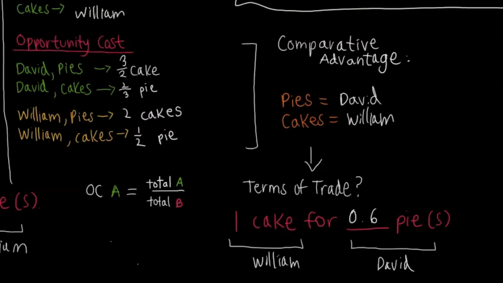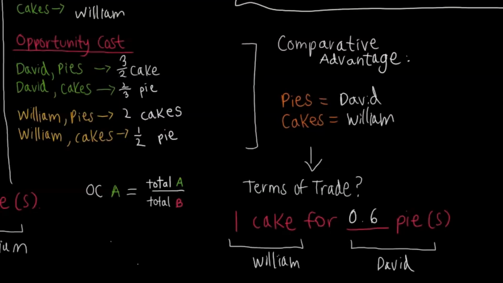So now David has to produce a pie amount that he's going to trade to William that benefits him, but also benefits William. So if you look at David, his opportunity cost for producing 1 cake is 2/3 of a pie. For William, his opportunity cost is 1/2 a pie. So William is going to be happy if he gets anything greater than 1/2 a pie for his 1 cake, right? Because he's essentially making more than that.